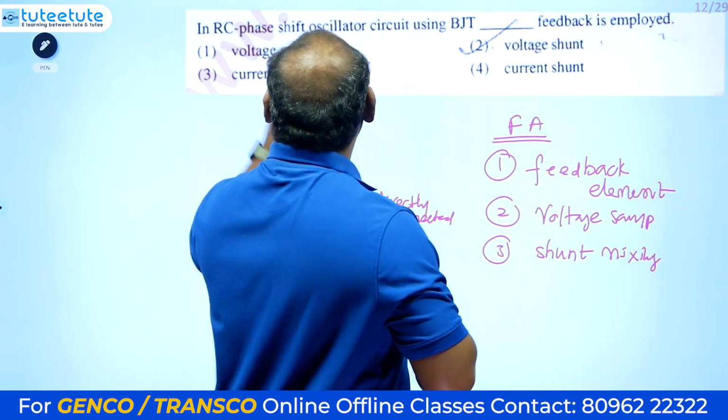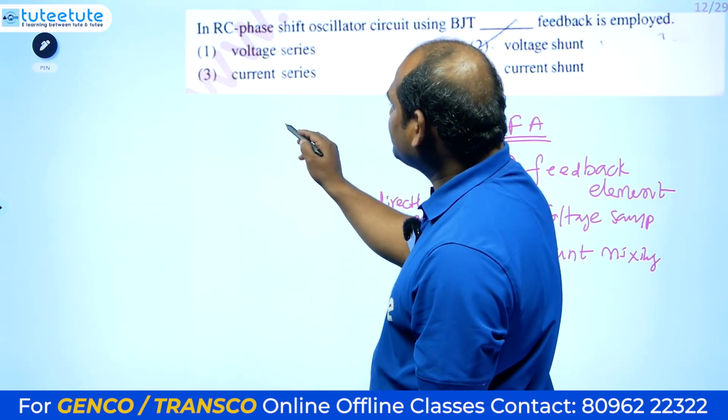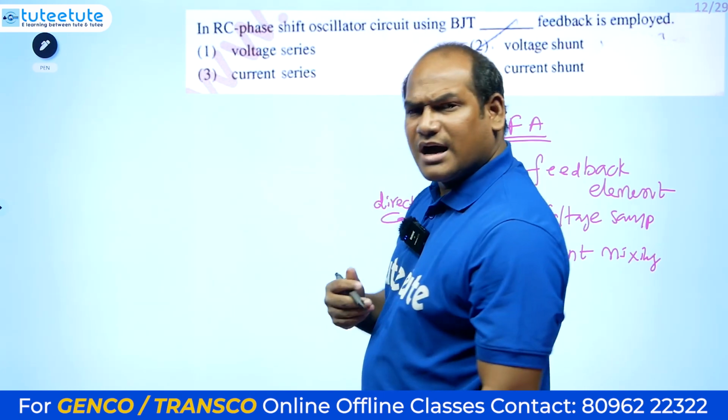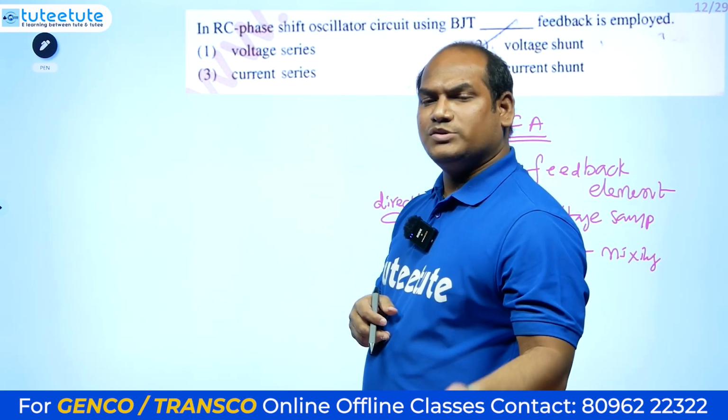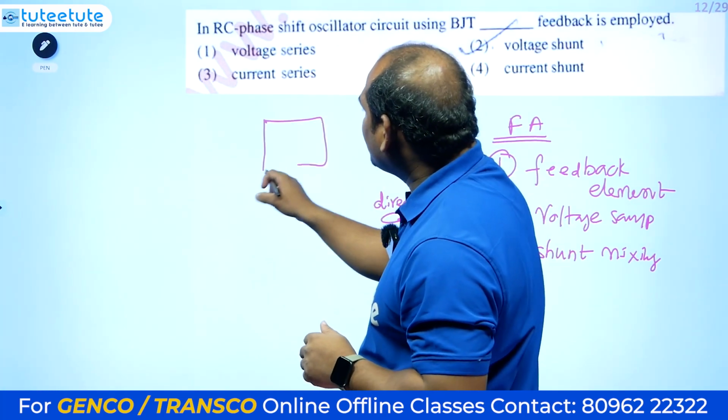Okay. Now the question is related to the RC phase shift oscillator. How will it be there? Here you can draw the RC phase shift oscillator using a JFET, using an operational amplifier, or using a BJT. Whatever it may be, the basic amplifier is this one.